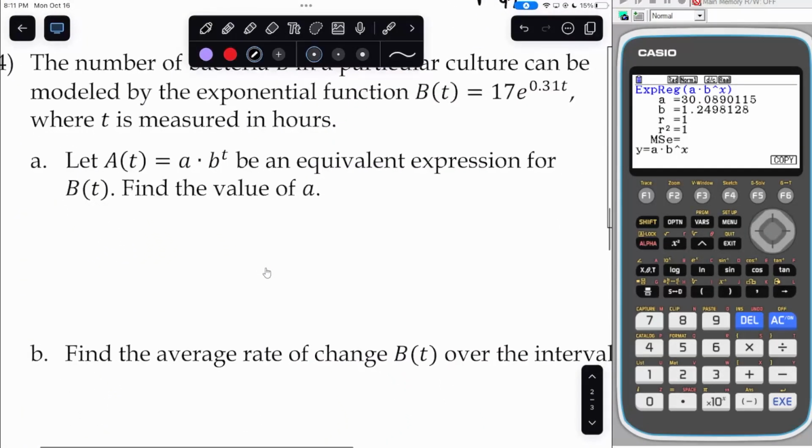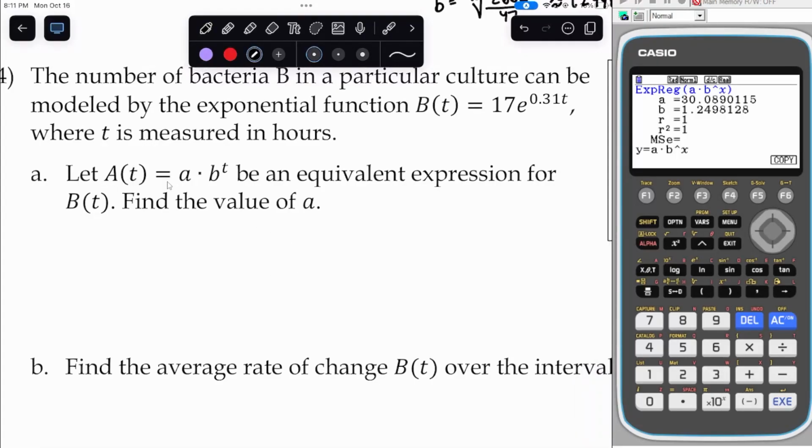All right, so let's take a look at what's being asked here. It says let A of t be equal to A times B to the power of t, be an equivalent expression for B of t. So all they're saying here is if you compare the function here and then compare it to this one, we can write an equivalent expression in this formatting. I'll be honest with you, this function is for the most part already in this formatting, because they're just trying to find the value of A, which is the number in front of your base. In this case, it's quite obvious that the number in front of the base, the base being e, is just 17. A is equal to 17, the number directly in front, right?